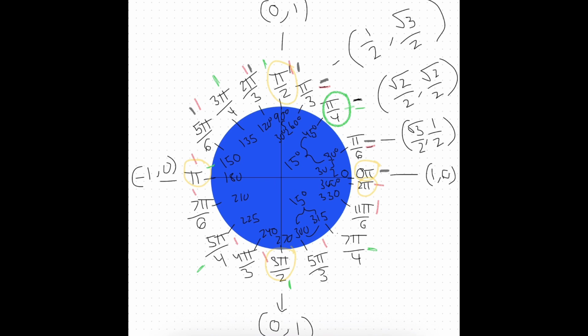And memorizing this is very simple. As you can see, the first, or let me get my colors. So this point and this point, the x and the y values are just switched. So remember that. And for this point, it's the same number: square root of 2 over 2, comma, square root of 2 over 2.